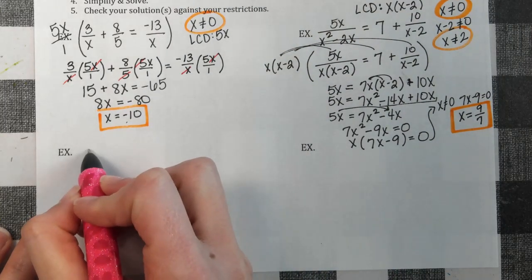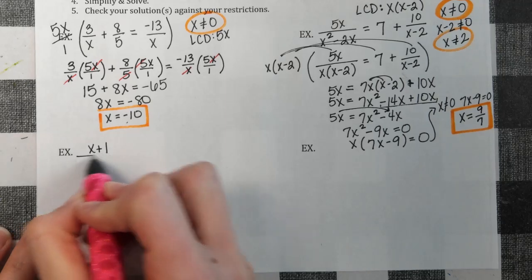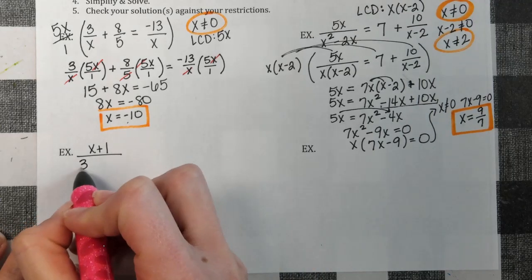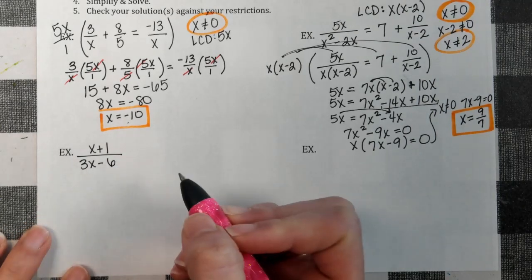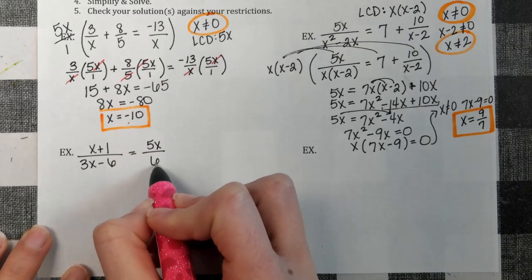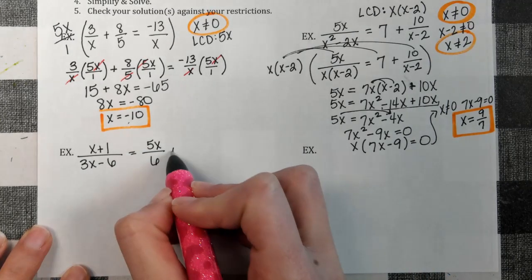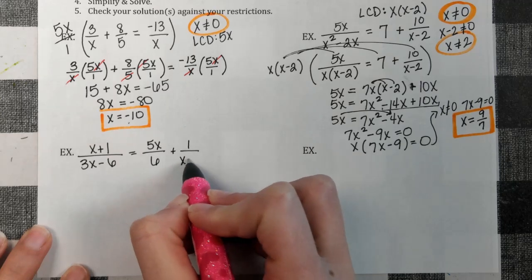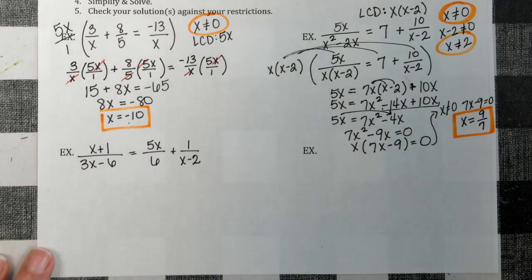All right. The next one is x plus 1 over 3x minus 6 equals 5x over 6 plus 1 over x minus 2. What do I do?